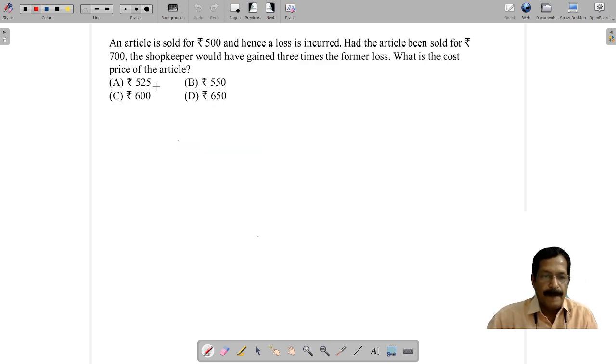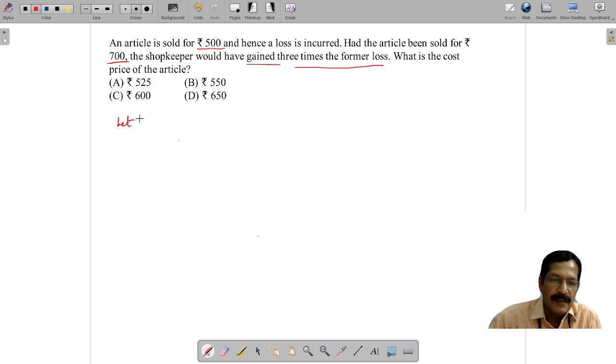Let us discuss this question. An article is sold for rupees 500 and hence a loss is incurred. Had the article been sold for rupees 700, the shopkeeper would have gained 3 times the former loss. What is the cost price of the article? We don't know the cost price, so we have to calculate it. We may take the cost price as X. So let the cost price be equal to X.